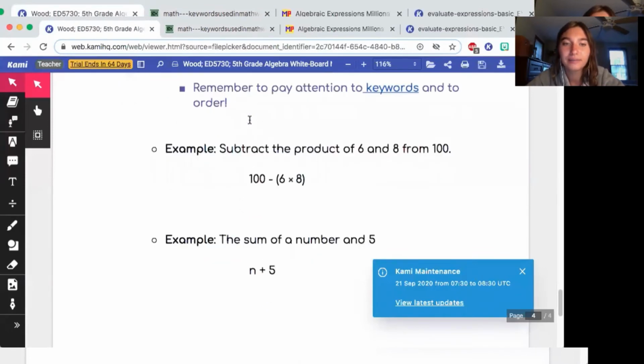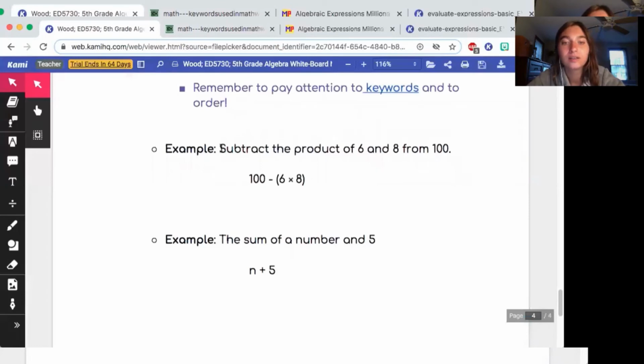Let's look at the examples. The first example reads, subtract the product of 6 and 8 from 10. So do we remember what product means? We know product refers to multiplication and subtract refers to subtraction. And from also refers to subtraction. So we can write that as 10 minus 6 times 8.